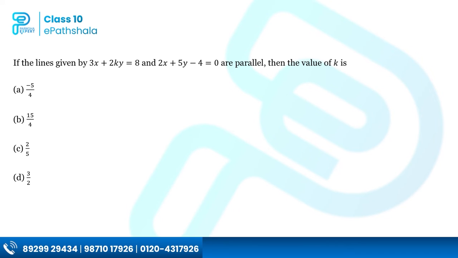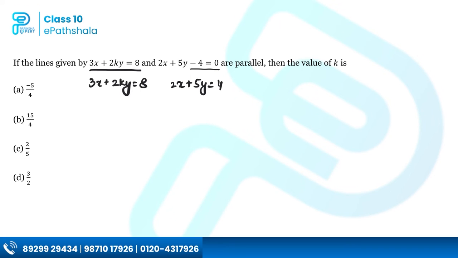Because in the first equation, if you can see, it is given as is equal to 8, but here it is given as minus 4 is equal to 0. So therefore, we have to bring both the equations in a single form. So I can write this equation again as 3x plus 2ky is equal to 8. This is the first equation, and the second equation will be 2x plus 5y is equal to 4.